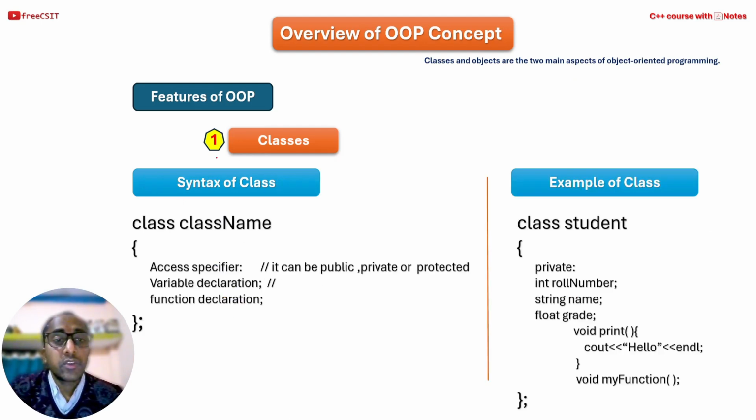Now that I have told you about the definitions and characteristics of classes, what is the syntax? How can you create one? How does it look? How can you write its code?